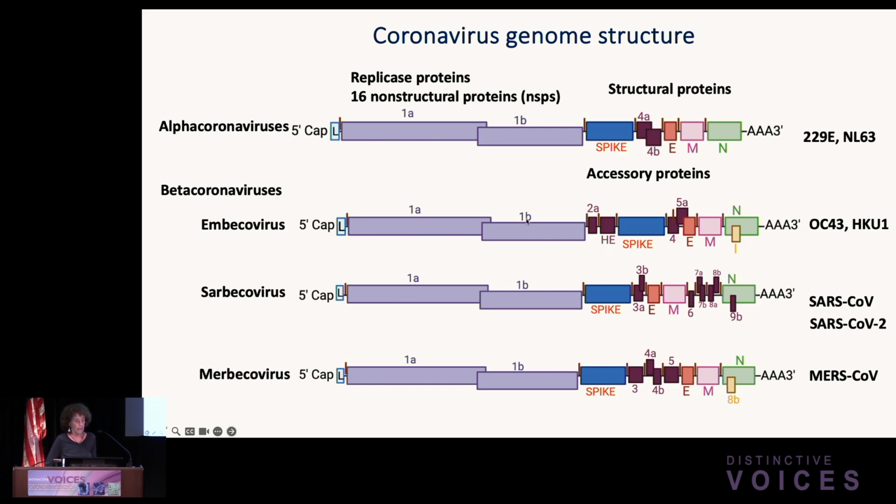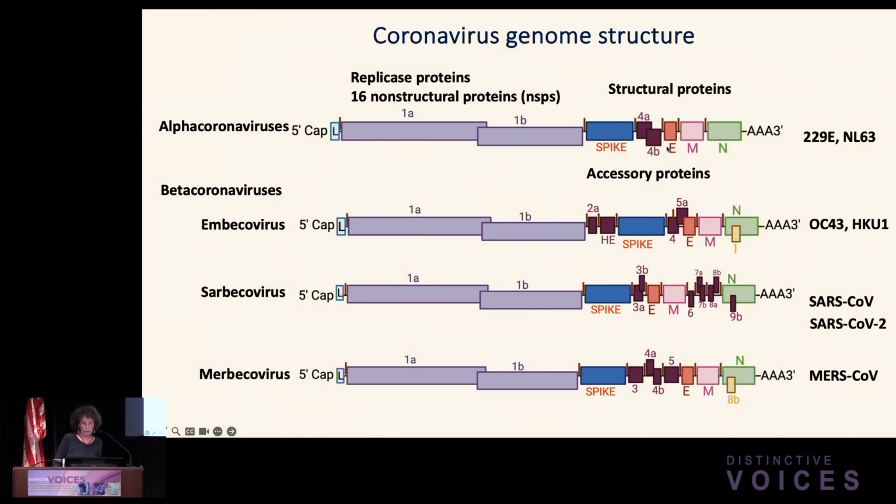But the important thing here is that all these viruses have very similar structure. This is a schematic of their RNA genomes. All of them encode, or produce, 16 proteins from this part of the genome. These are non-structural proteins, meaning that they're not actually in the virus particle, but they're really important for replication of the virus. They're all pretty similar among all the different coronaviruses, and that'll become important later.